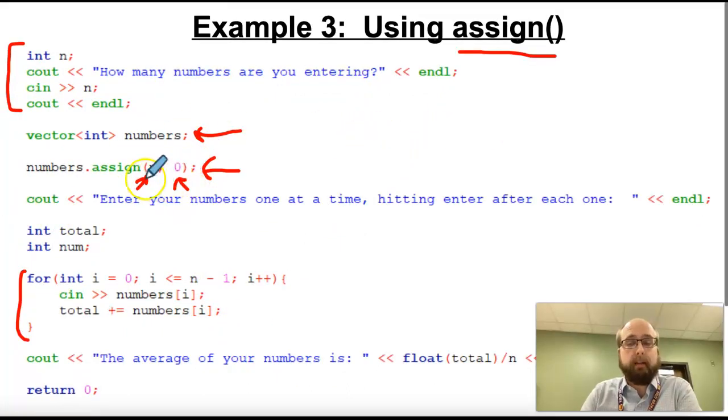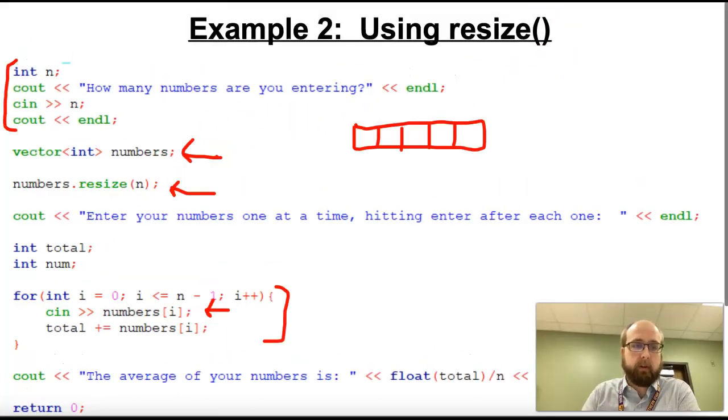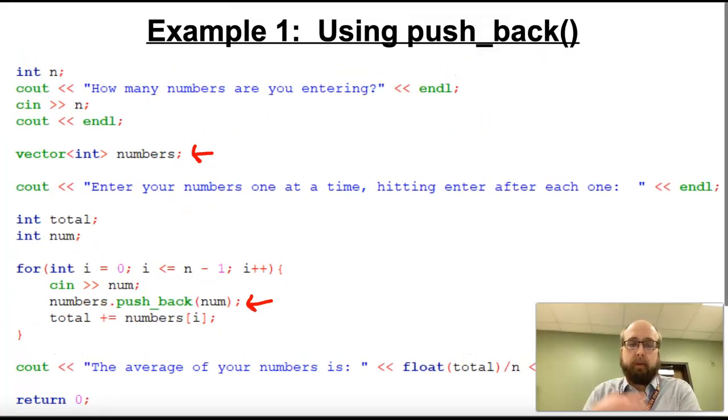But there are many instances where, when you create your vector, you'll want to fill it with numbers right away. You'll maybe want to fill it with zeros or something else. And that's when you're going to be wanting to use the assign function. All right? So that's 3 ways to do this, some more efficient than others, and all have their place, right?